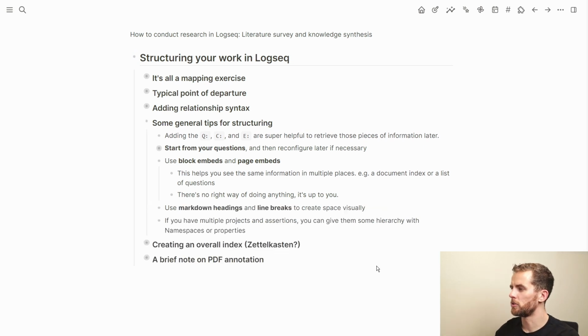This last point here is not really related to a specific individual project. If you have multiple projects or different areas that you're interested in, you can use namespace hierarchy to give you some structure, or you can also use page properties to better define your different areas.